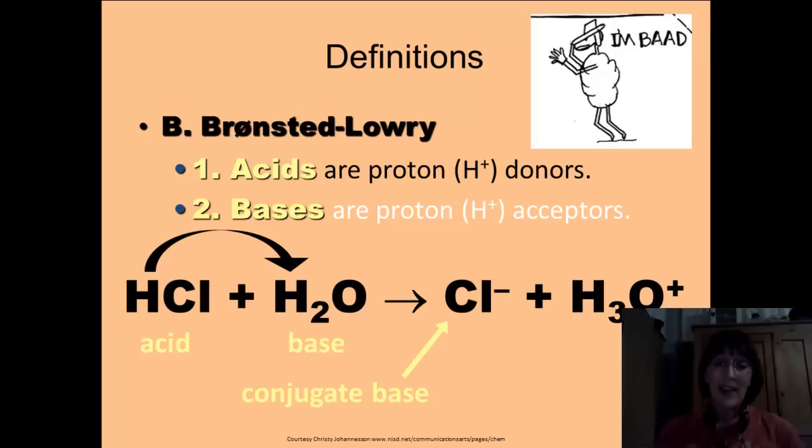If we take that H and we stick it on to the other one that's there, the base, in this case our water, we end up with an H3O plus ion, and it's now called the conjugate acid. Remember, acids can donate, so now that H3O plus can get rid of that H that it just took away from the HCl. So we have these conjugate acids and conjugate bases.